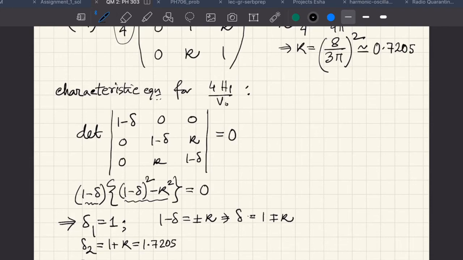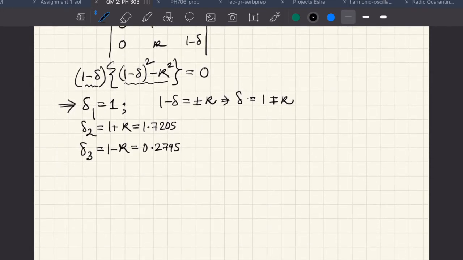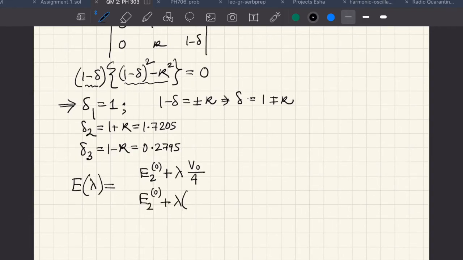Therefore, to first order in lambda, what we are getting is this: E lambda is equal to E20 plus lambda into V naught by 4. Then we have E20 plus lambda into 1 plus kappa into V naught by 4. And the third one is E20 plus lambda into 1 minus kappa into V naught by 4.